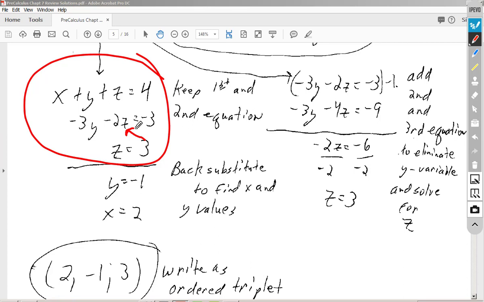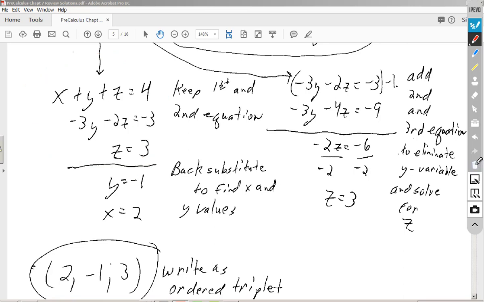So negative 3 plus 6 is 3. Now I divide by negative 3, and that gives me my y value of negative 1. So I'm just kind of doing this all in my head. If you need to, write it out. We can write it out and see how that happens.